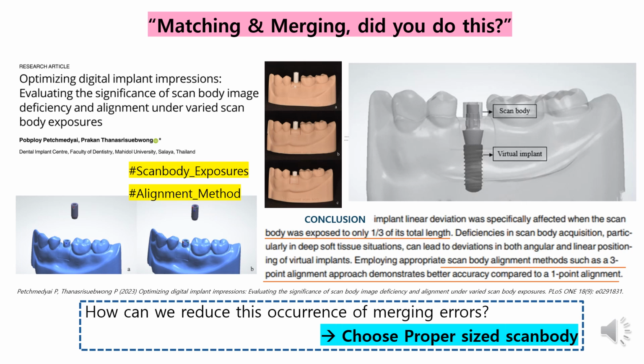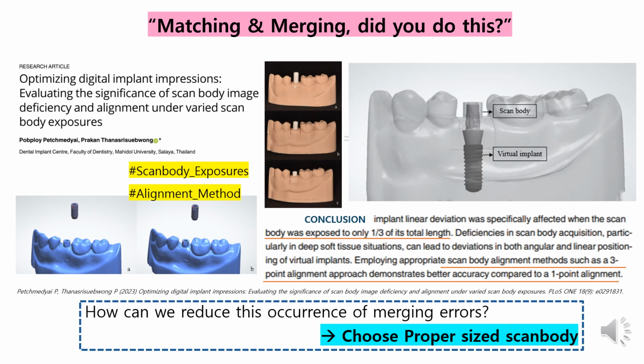When looking at papers related to the accuracy of the scan body, various factors such as the length, shape, and scan quality of the scan body can have an impact. According to the research article, if not enough of the scan body is exposed for matching, errors can occur during the alignment process. Therefore, it is important to select the scan body with the right amount of exposure to prevent alignment errors. In the case of Dr.